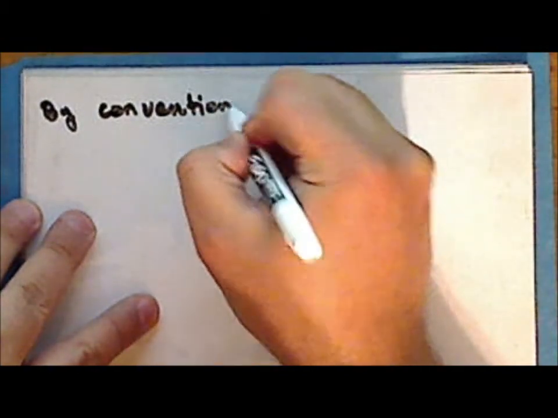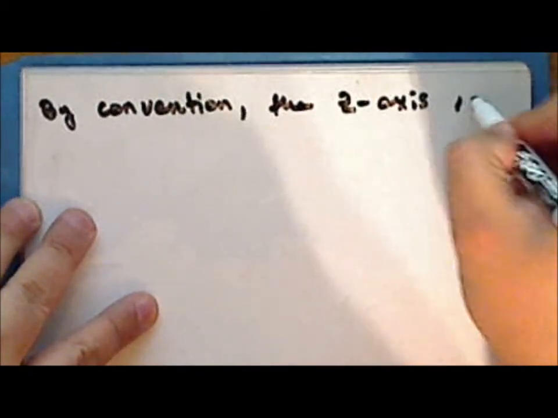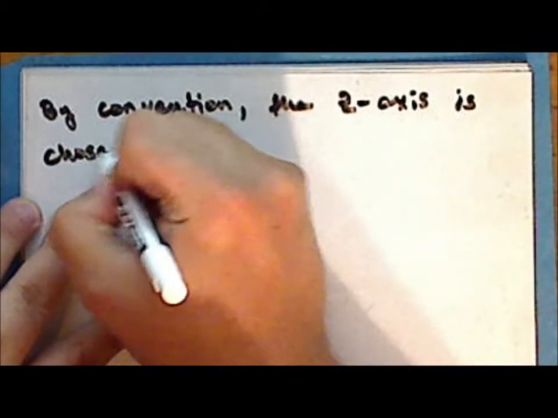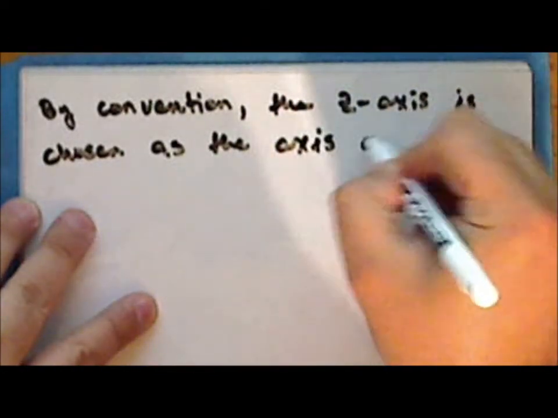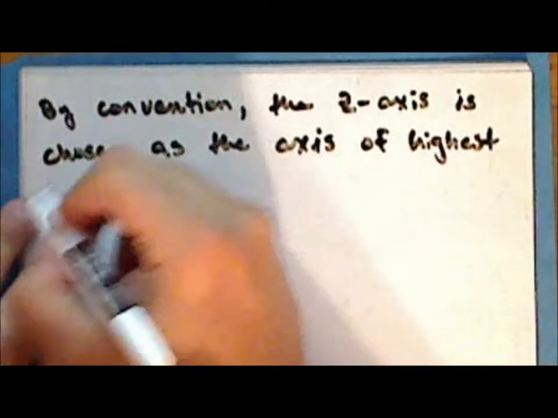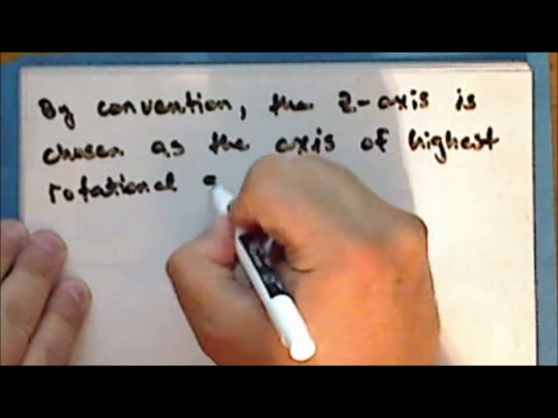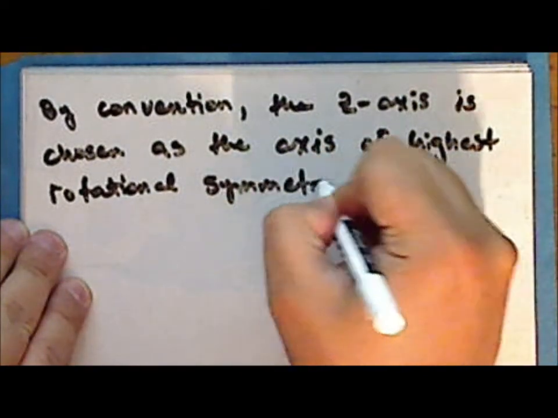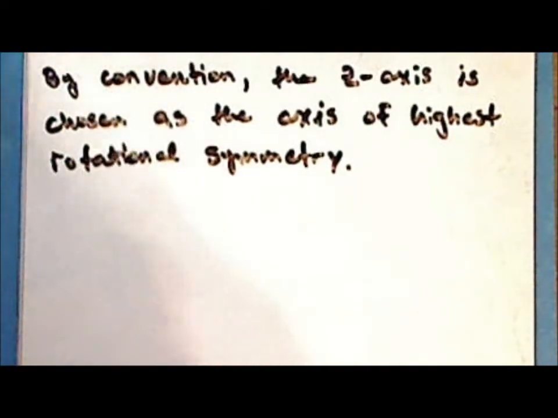Now, by convention, the z-axis is chosen as the axis of highest rotational symmetry. That is, the z-axis is chosen as the principal axis of symmetry for the molecule.